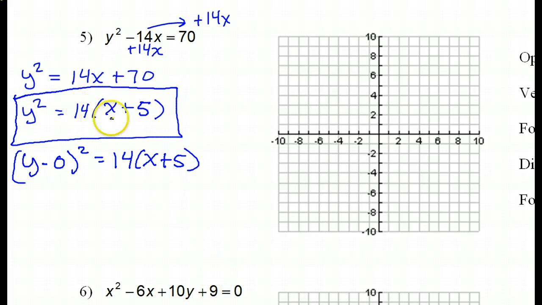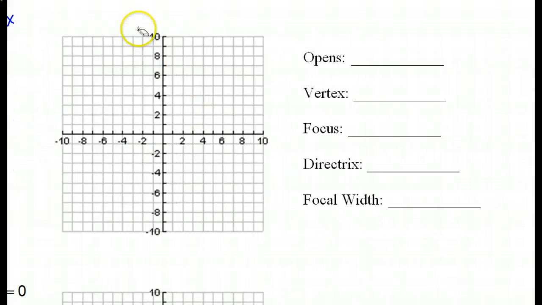Either way, is this going to open up, down, left, or right? Well, you know a normal upward facing parabola is y equals x squared, right? So when x is squared, we know it's either up or down. But in this case, we have y squared. And when y is squared, we know it's sideways, either to the left or to the right. Because the 14 is positive, I know that this will open to the right.